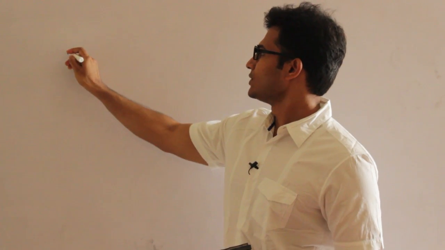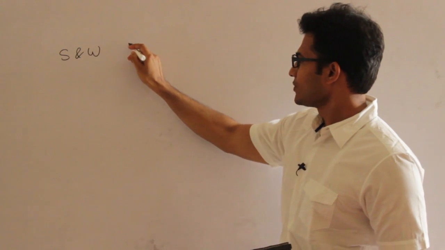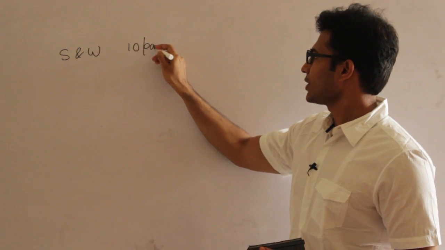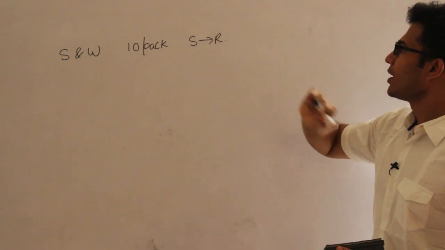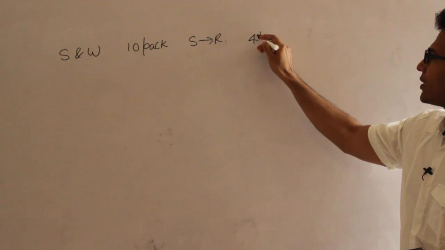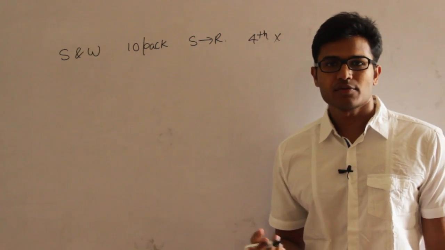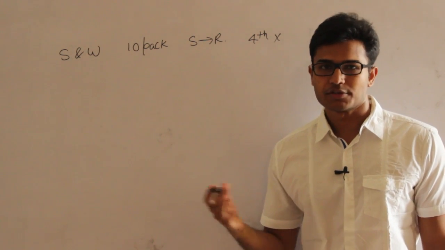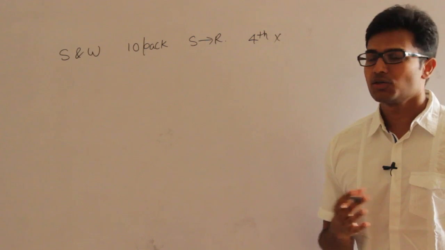Let's consider a problem here. Let us say using the stop and wait protocol, we want to send 10 packets from source to destination, out of which every 4th packet is lost. So we are trying to send 10 packets, out of which every 4th packet is lost. Then how many packets are we going to send totally?